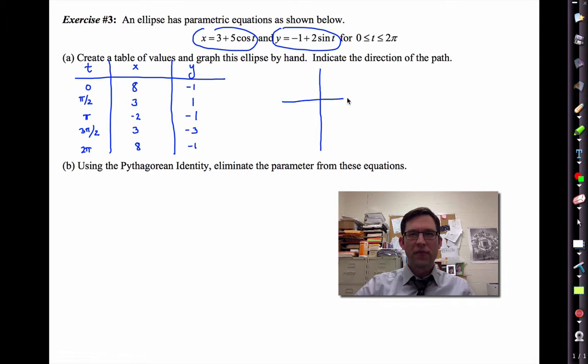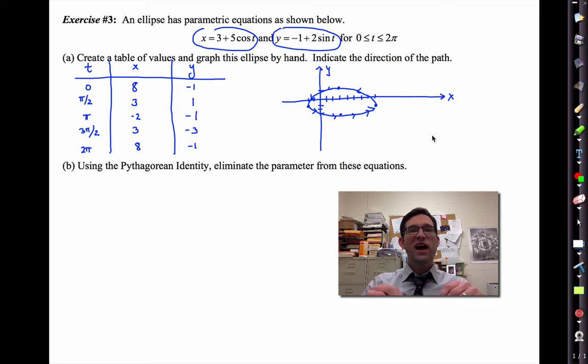I just want to think a little bit about my axes here before I kind of draw them out. That should be pretty good, right? Because what do I have? I have 1, 2, 3, 4, 5, 6, 7, 8, negative 1. And remember, that's our starting point. Then I have 3, positive 1. Then I have negative 2, negative 1. Then I have 3, negative 3. And then I have 8, negative 1. So there's our ellipse, right? There are our arrows that indicate the direction that we're traveling in.